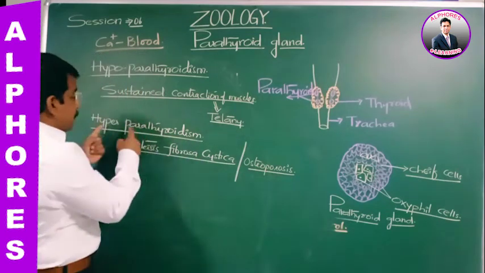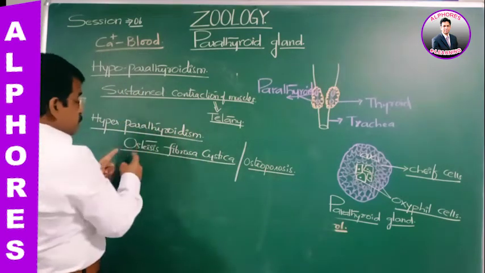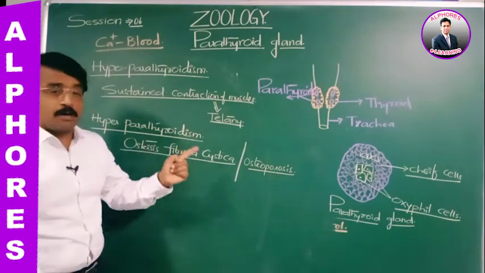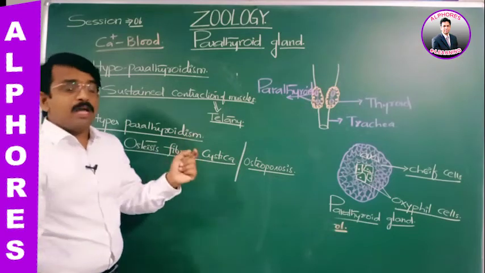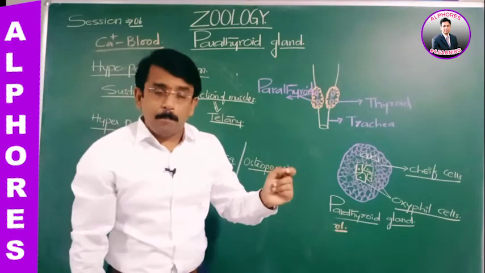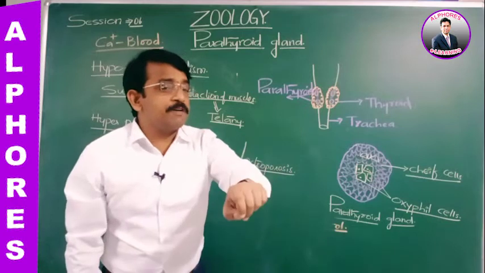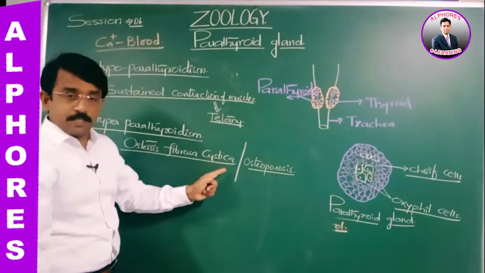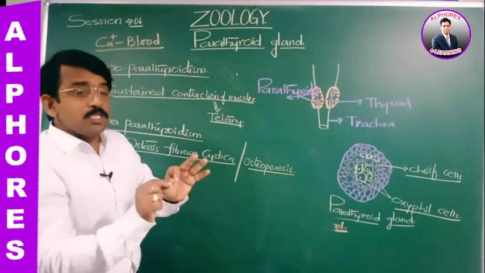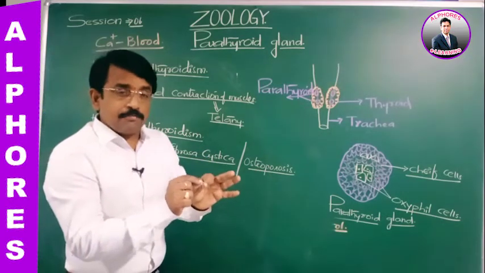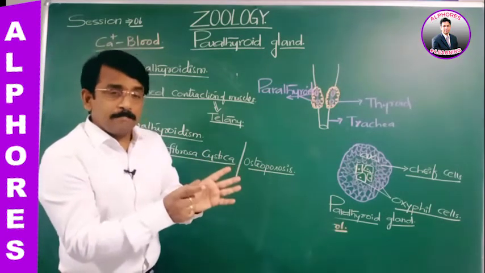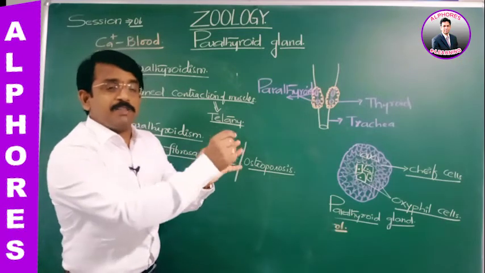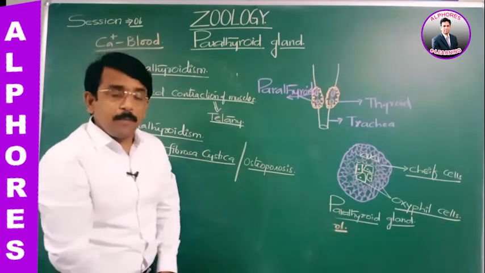So hyperparathyroidism results in osteitis fibrosa cystica or osteoporosis, where cavities are formed in the bones which are filled by fibers. That's osteitis fibrosa cystica. Bones become feeble and fragile, easily broken. This particularly happens with post-menopausal women.